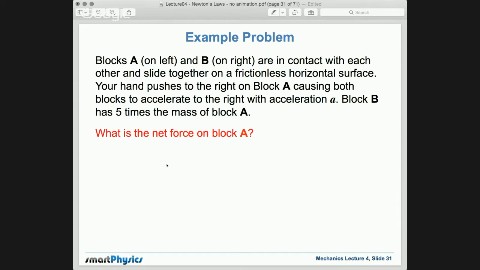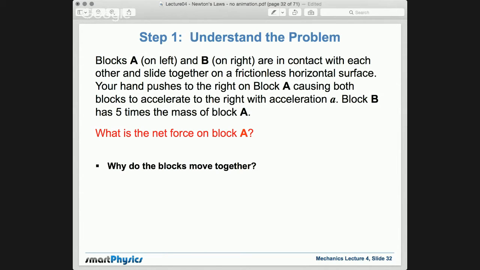So the question is, what is the net force on block A? Okay, that's one of many questions that could be asked about this scenario. As usual, we want to start off with our general framework. So we want to understand the problem. After reading the problem a couple times and making sure that we understand what's written, one of the questions that we might want to ask ourselves is, why do the blocks move together?